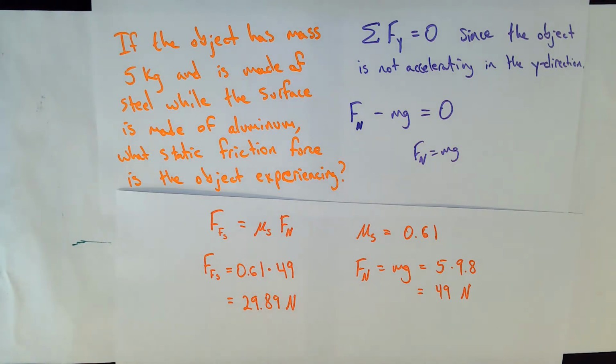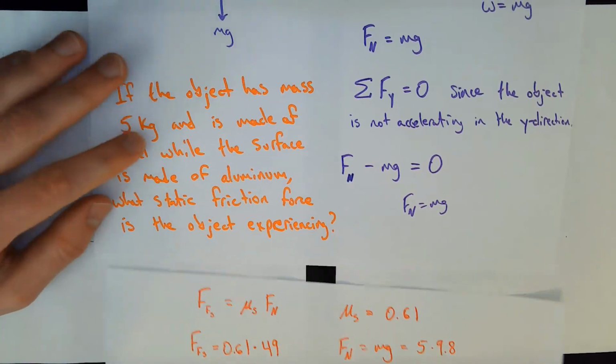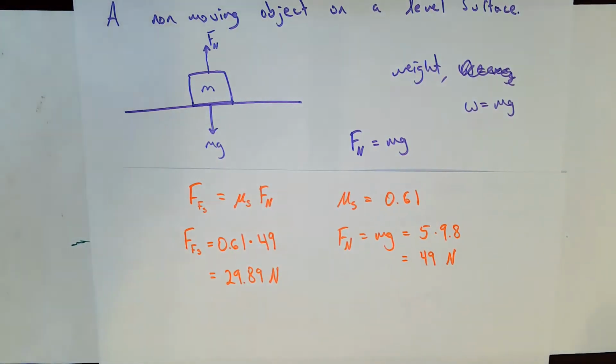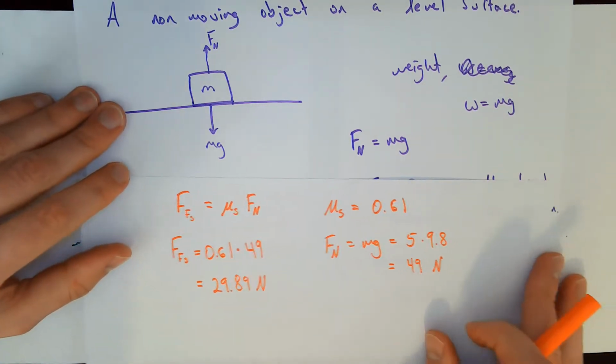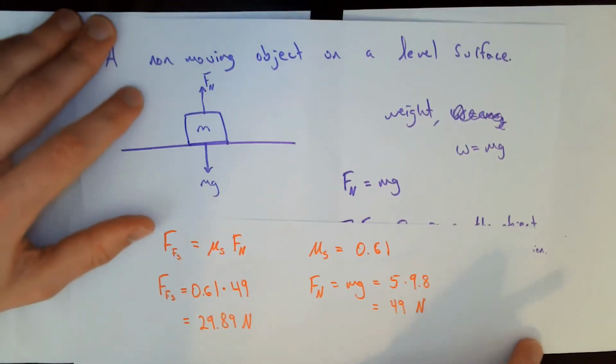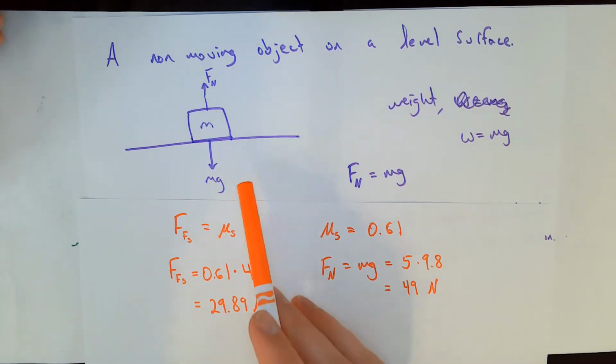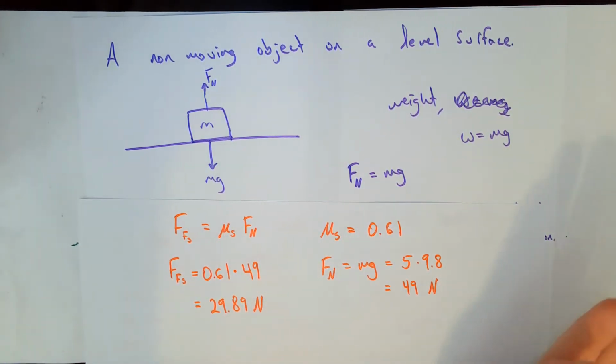So 29.89 newtons. This is just what the object is experiencing just by sitting here, just by sitting on the table. It's experiencing static friction. If I wanted to ask you about kinetic friction, well, then I would have to say something about some other force trying to push this or moving it, but I can talk about static friction without an object moving because any non-moving object experiences static friction. So this question, I feel like, is possibly a legitimate question.